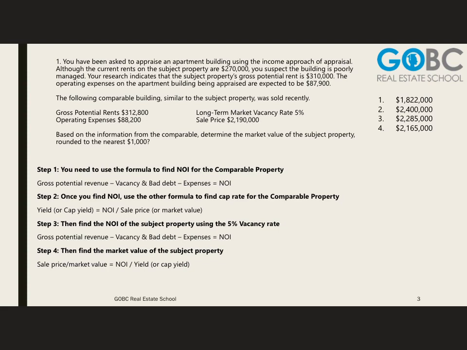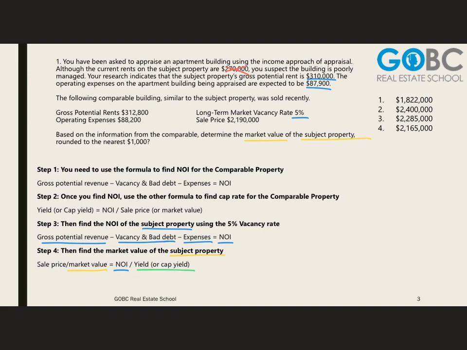Okay, so for these questions, I find that it's easiest to work backwards. So I'm being asked to find the market value of the subject property. And so I know that I need my NOI and I need a yield in order to plug all of the numbers into my formula. So for NOI, how do I find my NOI for the subject property? Well, I'm going to use the gross potential revenue, the vacancy and bad debt rate, and my expenses. So it's going to be the two numbers here in the top part, and then I'm going to use this 5% because we said that the 13% vacancy was too much, and we're not going to base our business model and our willingness of what we're going to pay on that.